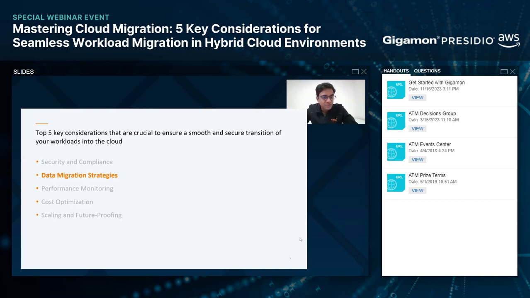So we've seen customers use Gigamon's tap and aggregation to take the traffic from any nook and corner in the on-prem environment or in the hybrid environment, and send it over to our Gigamon product, the Cloud Suite version, in AWS.